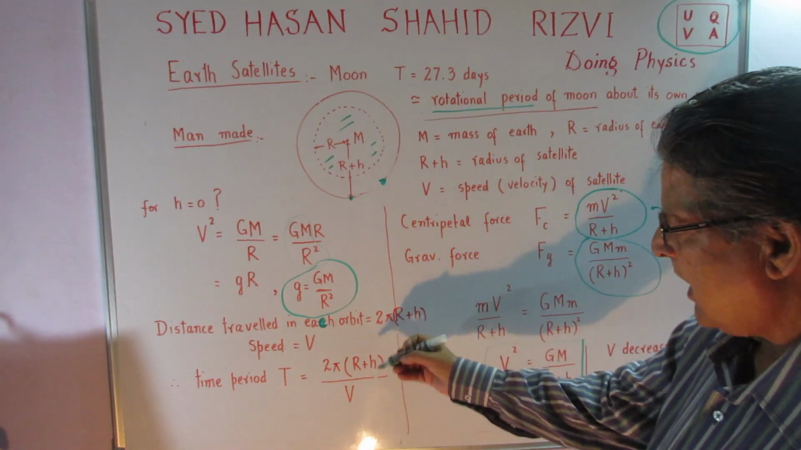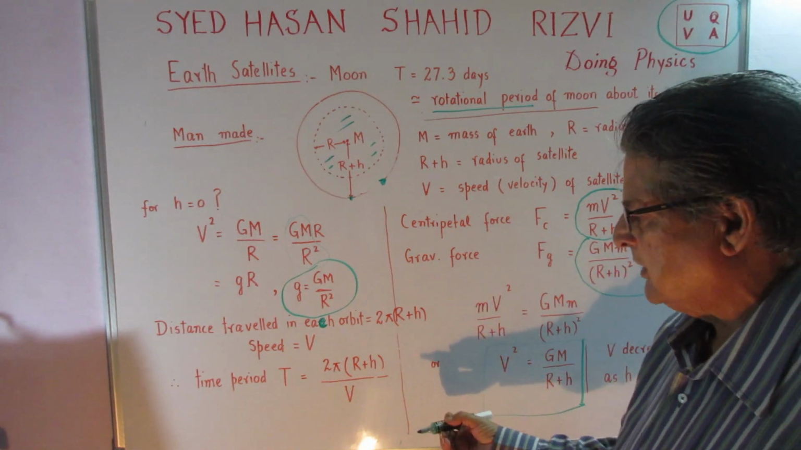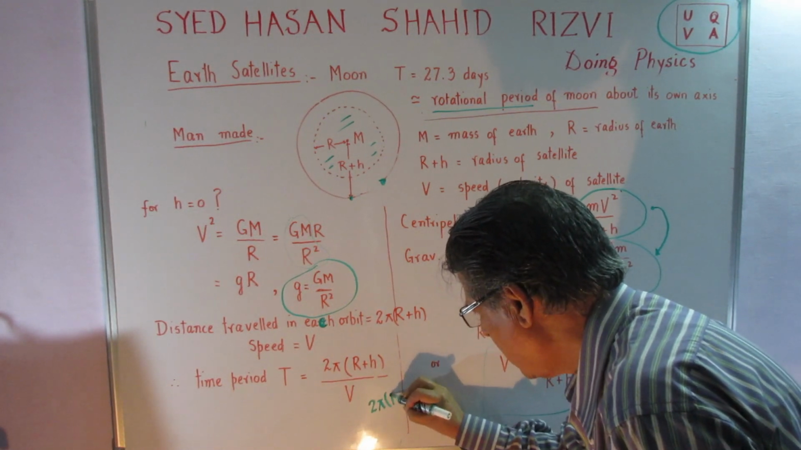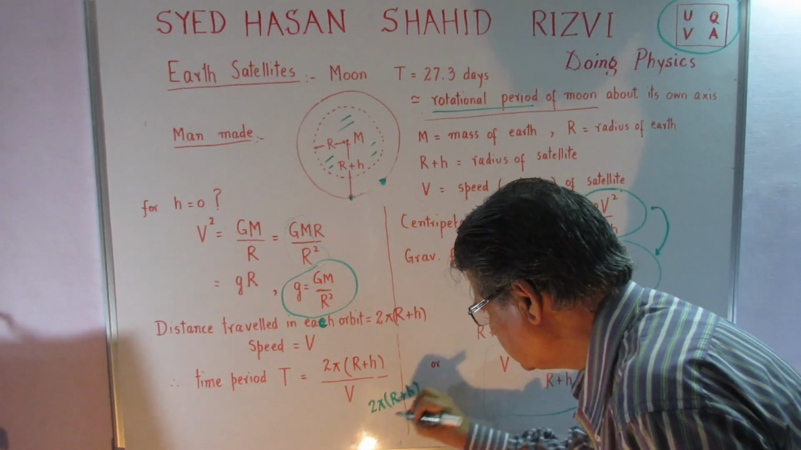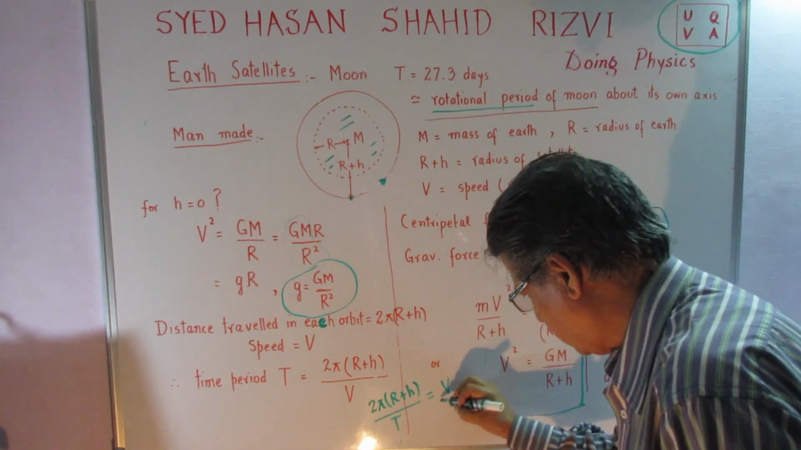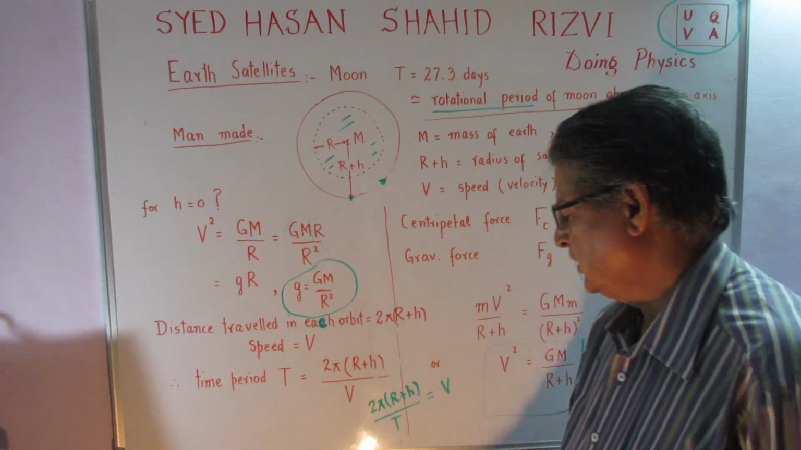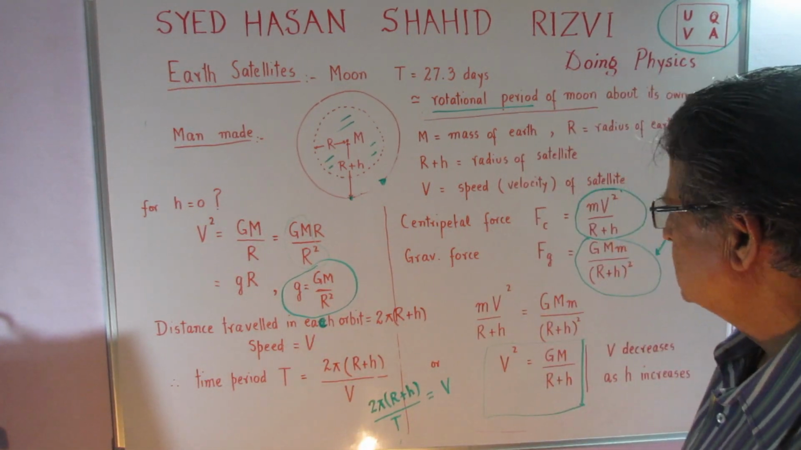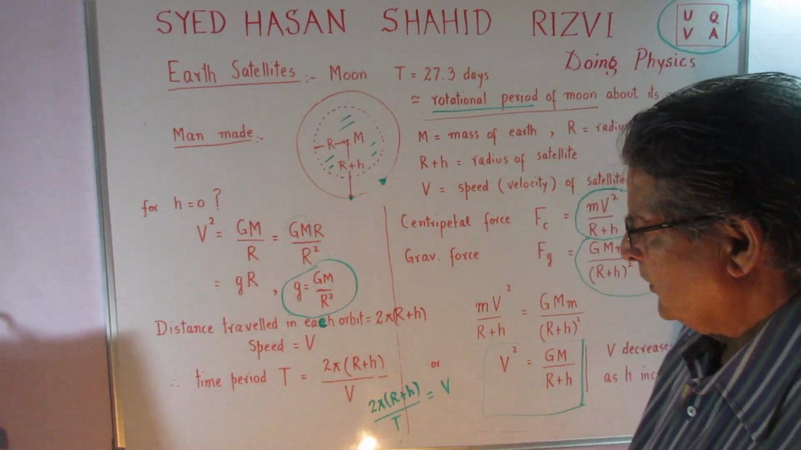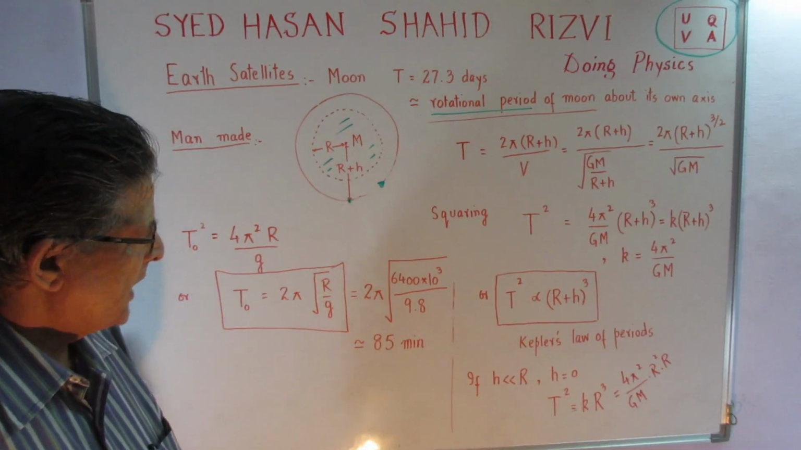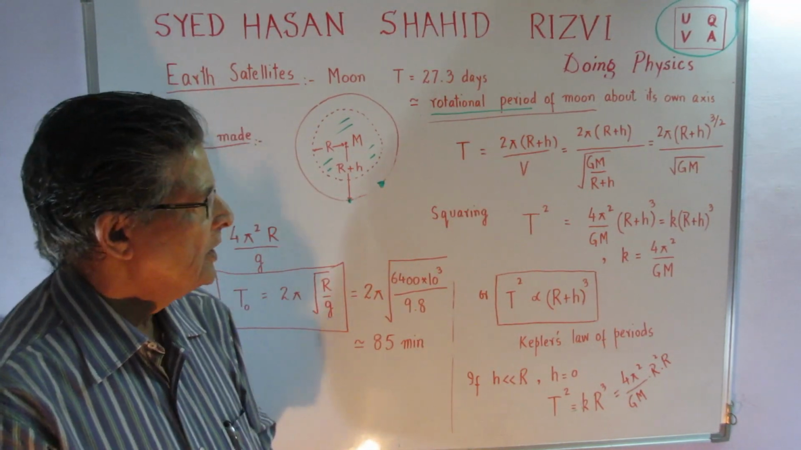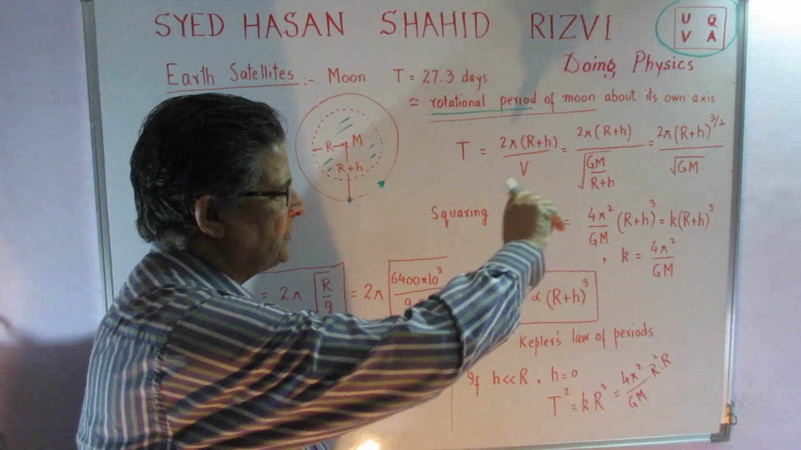I'm writing the result very directly. I should have written that 2 pi (r plus h) divided by t will be equal to V. I bring V here and t comes here, therefore t becomes equal to 2 pi (r plus h) divided by V, and this is the time period associated with the satellite. So we found that the time period of a satellite at a height h above the surface of the earth will turn out to be equal to its orbital path divided by its velocity.